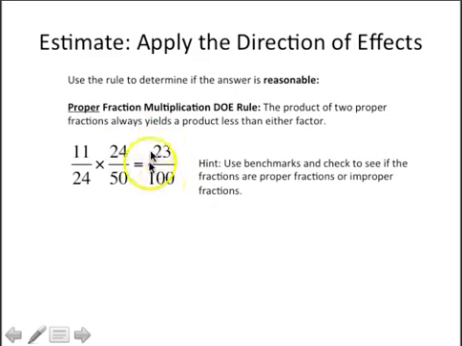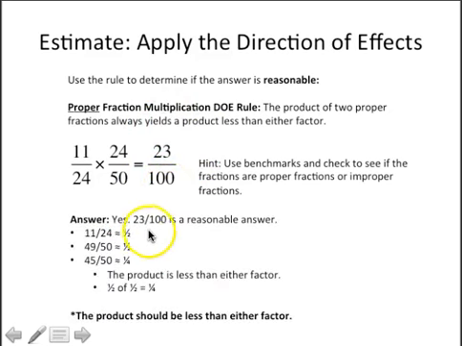This makes sense. 1/4 is smaller than 1/2, and 1/4 is smaller than 1/2. So this product is reasonable. Yes, 23/100 is a reasonable answer. Again, it's smaller than either factor. It follows this rule.